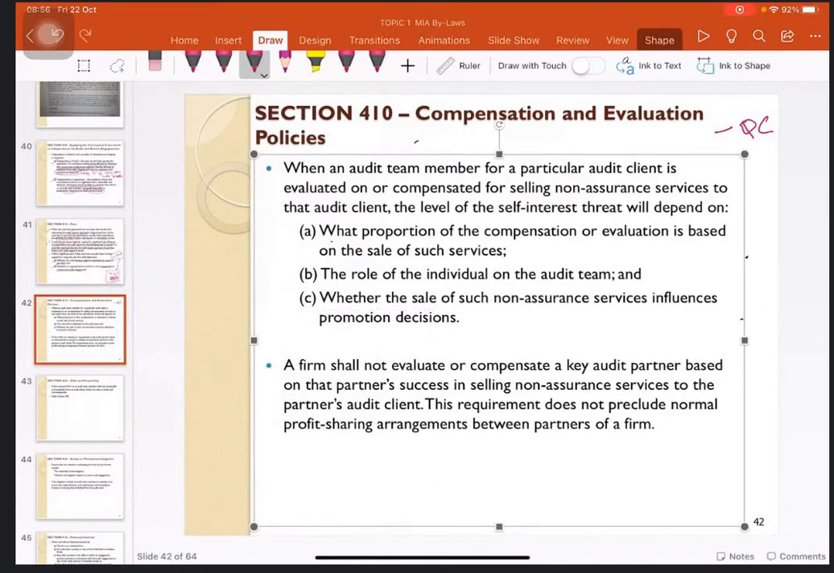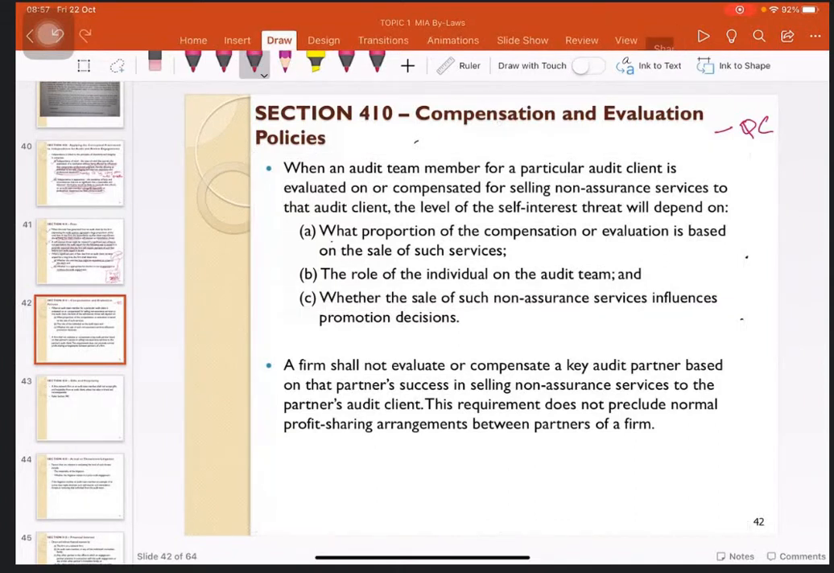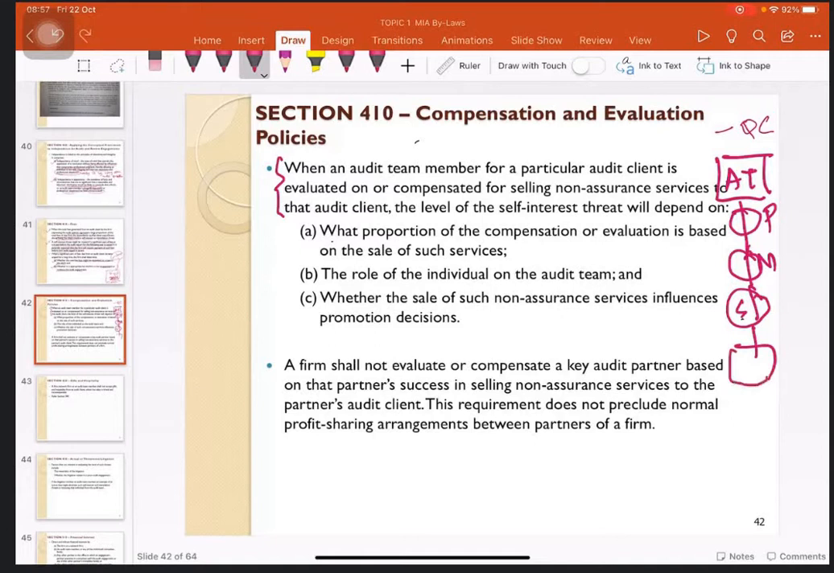Okay, when an audit team member for a particular audit client is evaluated on or compensated for selling non-assurance services to that audit client, the level of self-interest threat will depend on, faham tak the first one dulu? Katakanlah bahawa you are the auditor, this one adalah your audit team. Dalam audit team ni kita ada partner, manager, supervisor and junior. Katakanlah one of the audit team, let's say the manager, is able to sell other services to our client.